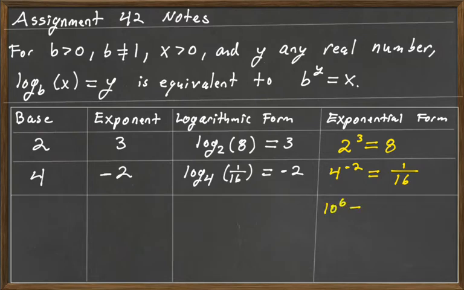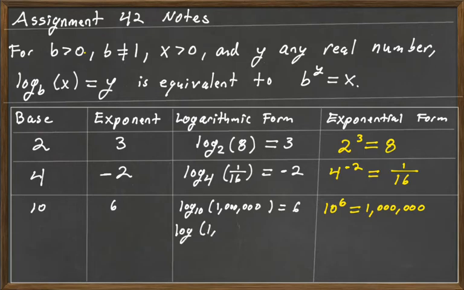10 to the 6th power is 1 million. The base there is 10, and the exponent is 6. In logarithmic form, it's going to be log base 10 of something, and it's always equal to the exponent. So 1 million goes inside the logarithm. Now, if you recall from the last video, log base 10 had its own special notation. It was just log. Log is base 10. So log of 1 million is equal to 6.